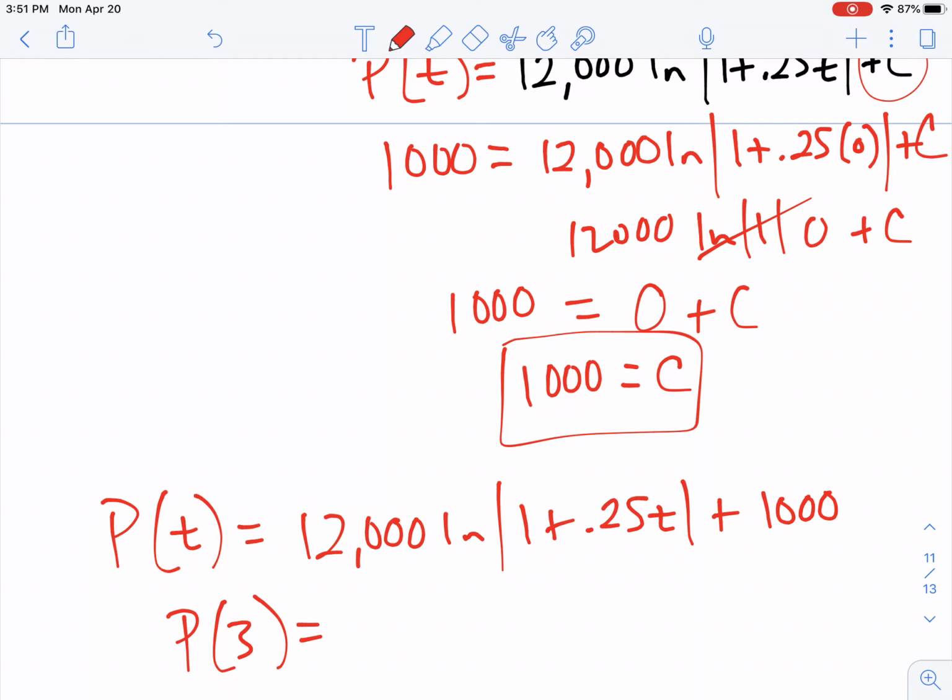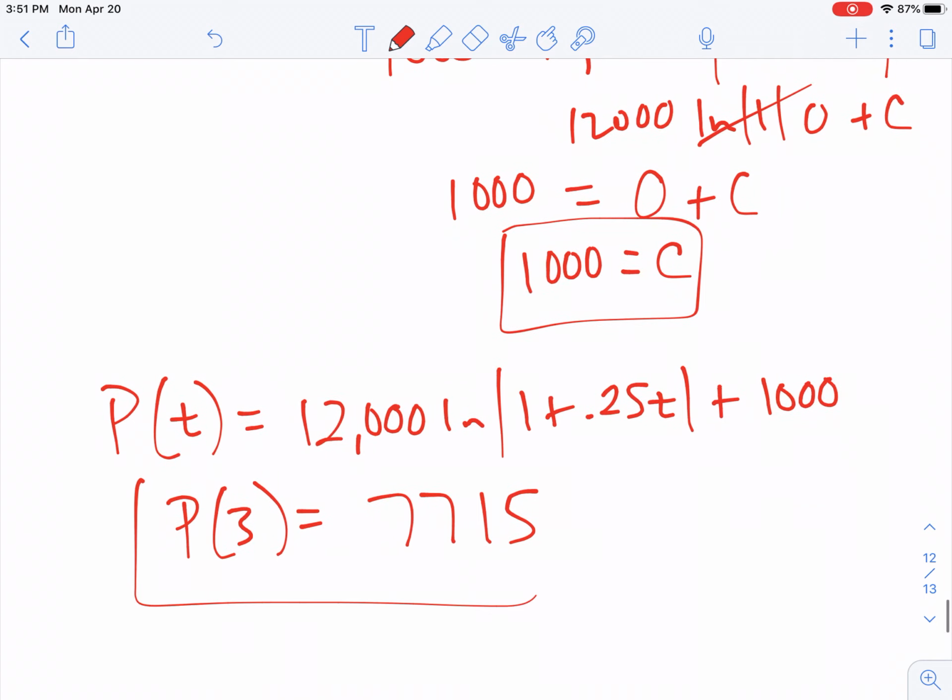You get 7,715 and change. You could round that though. Well, that's it. That's the population right there, 7,715. And that's how you do the work.